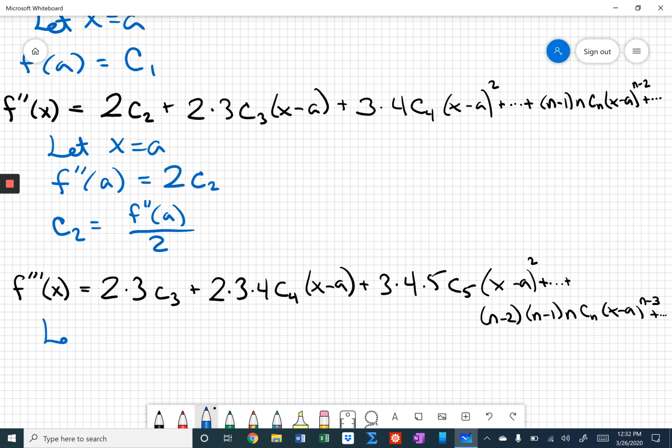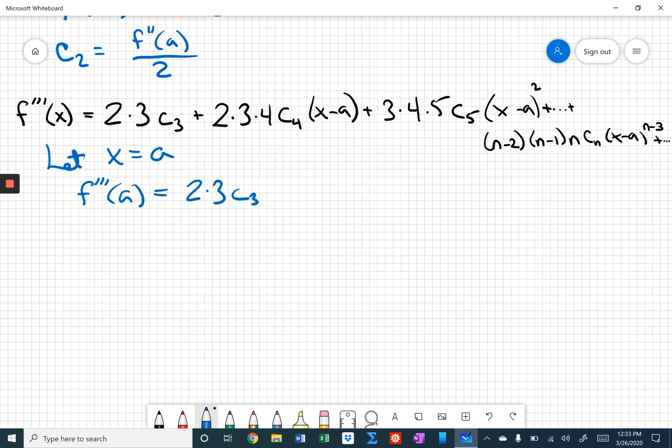Now again, let's let x equal a. And then f triple prime of a is going to equal, again, every term after the first constant term there is going to go to 0, so I'm going to get 2 times 3 times c sub 3.